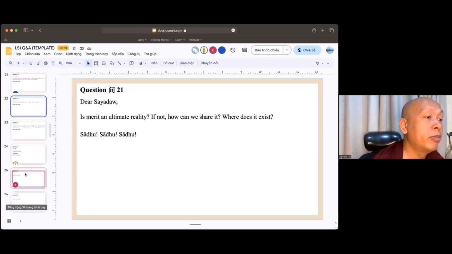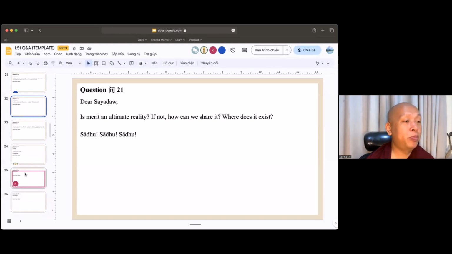The next question is, dear Sayadaw, is merit an ultimate reality? If not, how can we share it? Where does it exist? Okay, now I will give one example. We will light one candle, okay? And then light another candle with it. The flame from one candle goes to another candle.